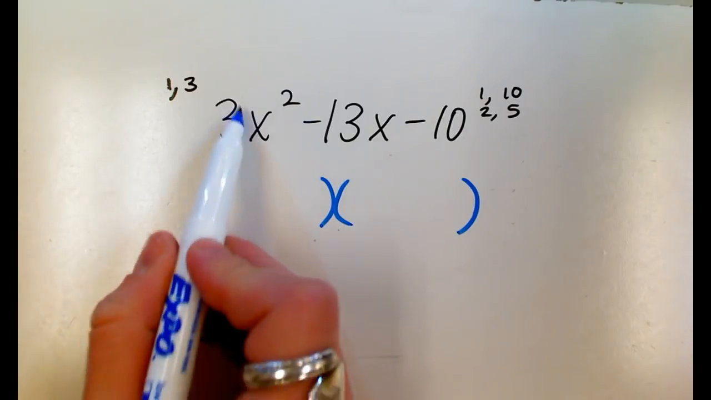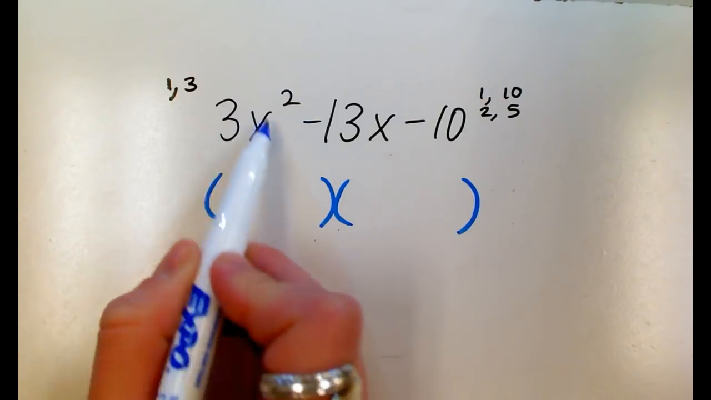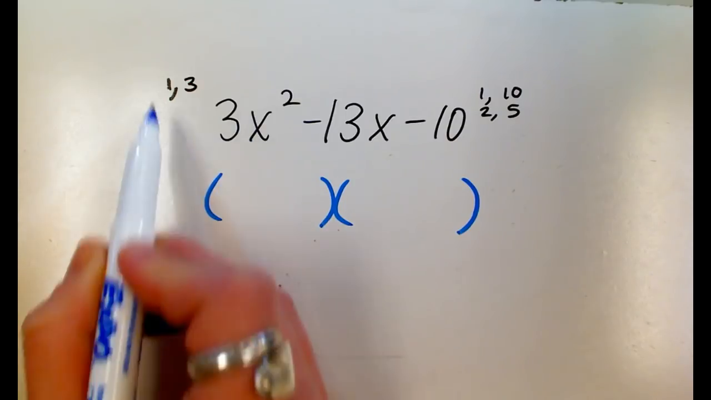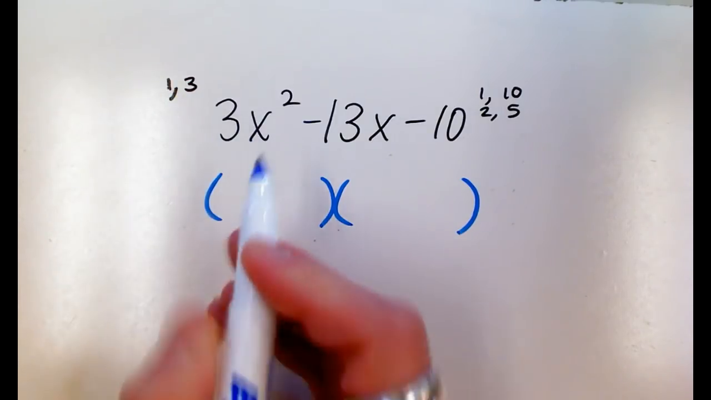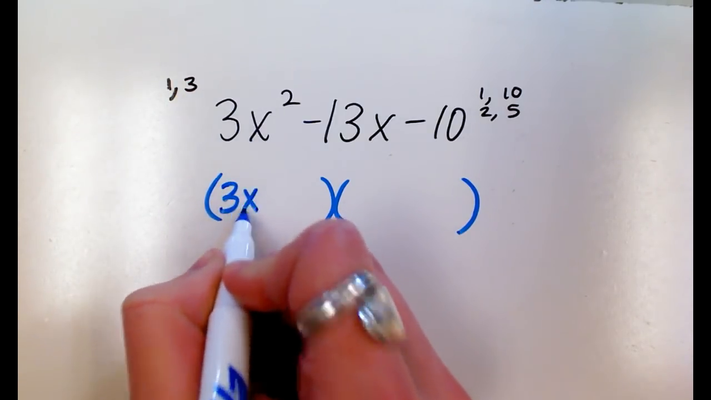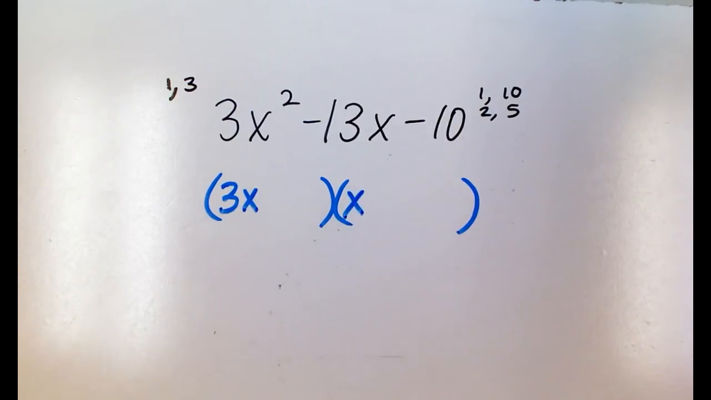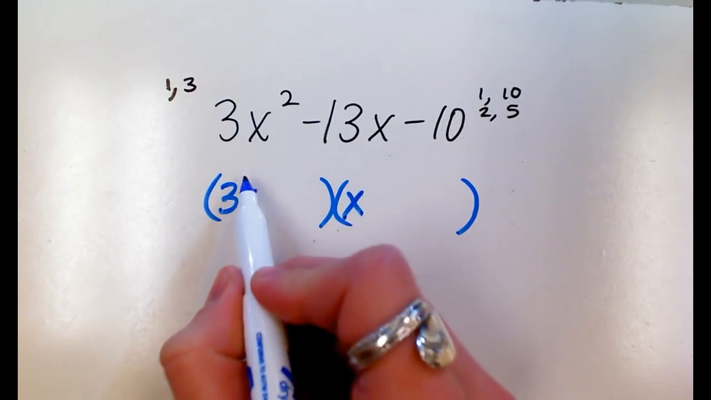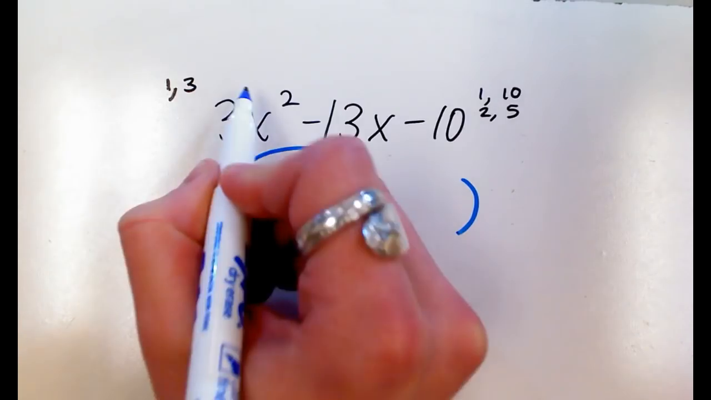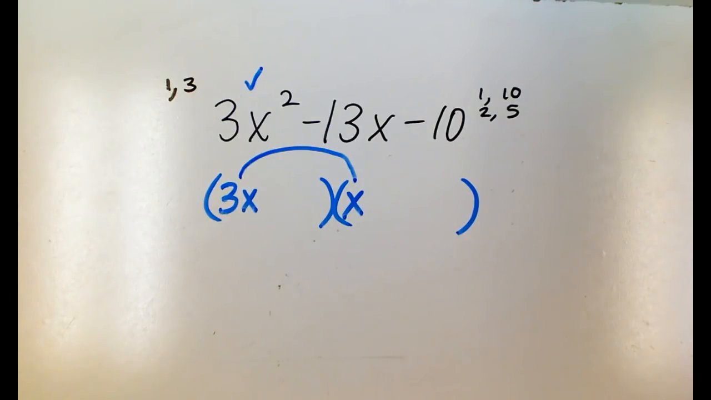Well, looking at this being a prime number, there's only one possibility to get 3x squared, and that's my 1 and my 3. So I'm going to have one of them being 3x and the other one being x. And we can check that, 3x times x, 3x squared. So there's only one possibility for that.